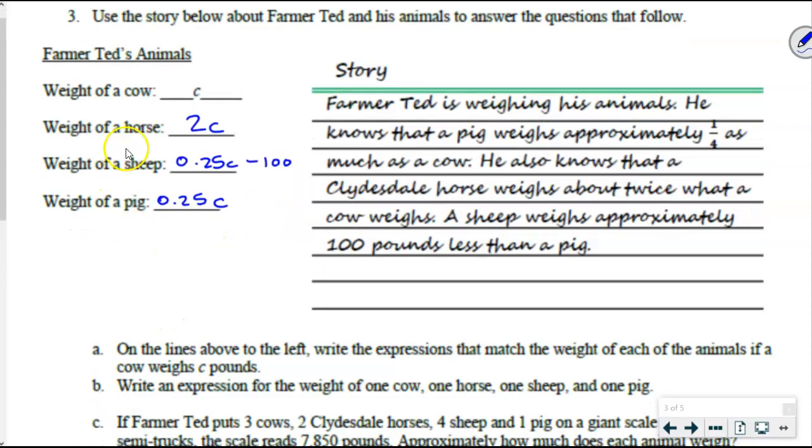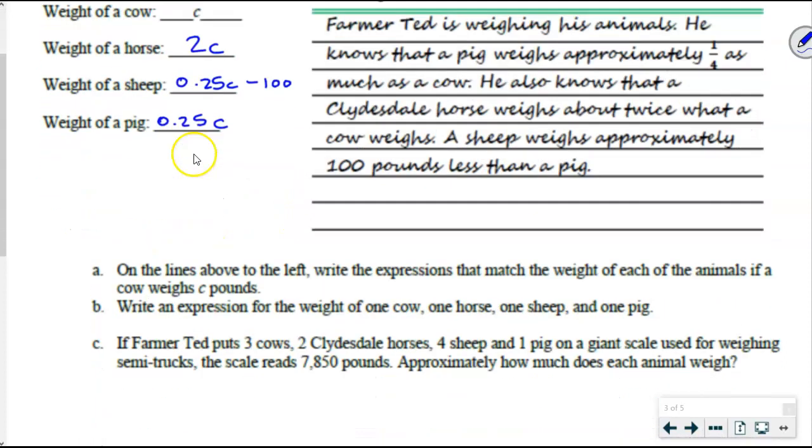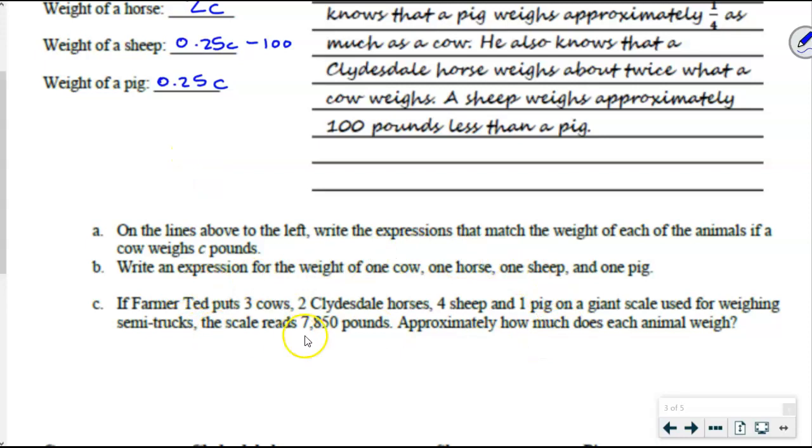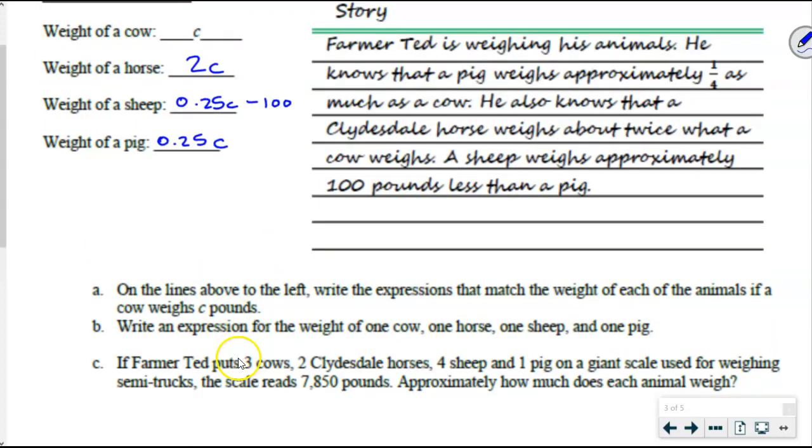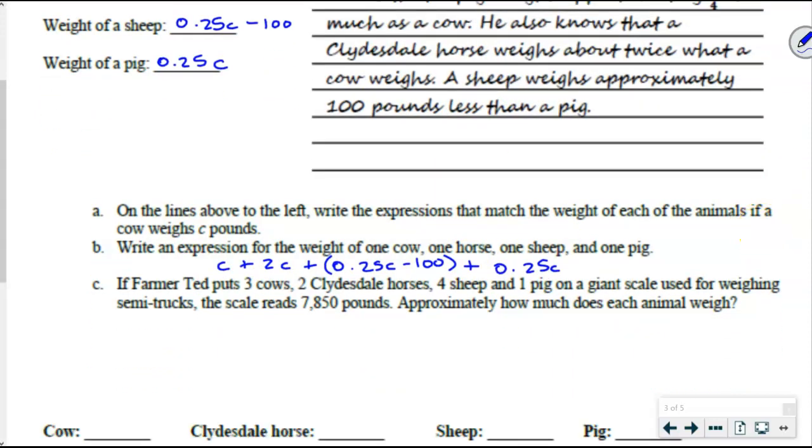Okay, so we wrote expressions for each one. So now we can put it all together. Write an expression for the weight of 1 cow, 1 horse, 1 sheep, and 1 pig. Well, 1 cow is going to be C. 1 horse is going to be 2c. 1 sheep is going to be 0.25c minus 100. You can put that in parentheses if you would like to. And the weight of a pig, 0.25c. But that's not what he really has.